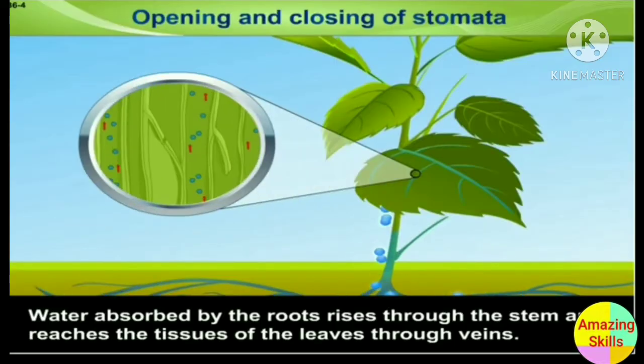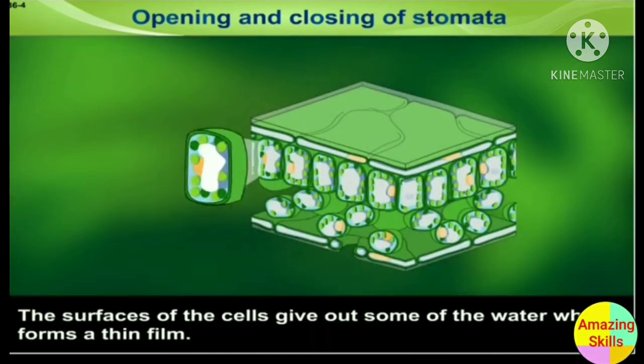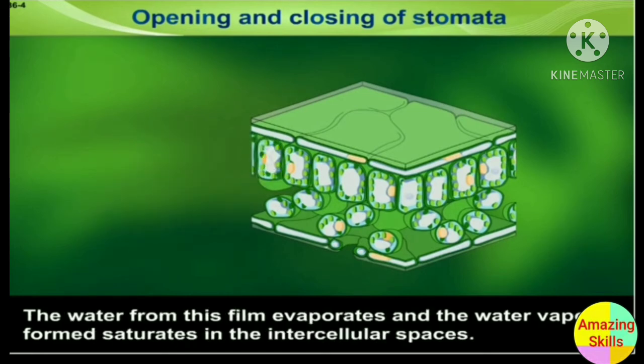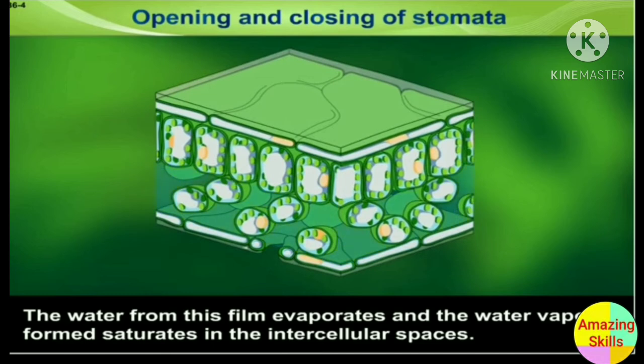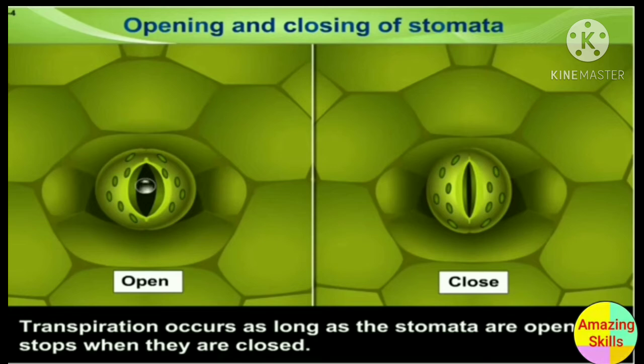Children, let us see how it works. First, water is absorbed by the root and rises through the stem and reaches the leaf. From the leaf, it goes to the spongy mesophyll cells in the leaf. Their surface is exposed to the intercellular spaces. The surfaces of the cells give out some of the water, which forms a thin film. The water from the film evaporates and the water vapor formed saturates the intercellular spaces. This water vapor spreads all over the leaf and diffuses, and finally it escapes out through the stomata.